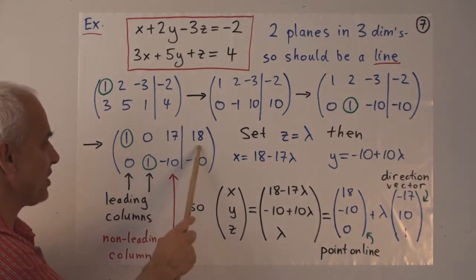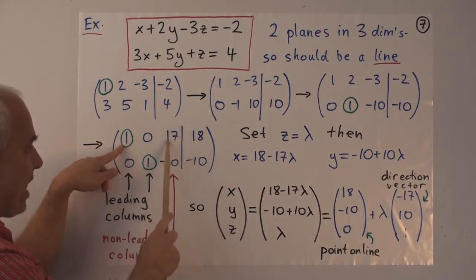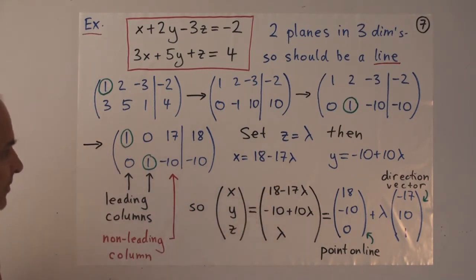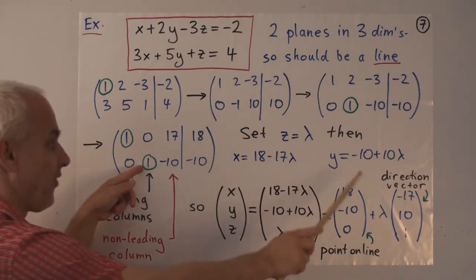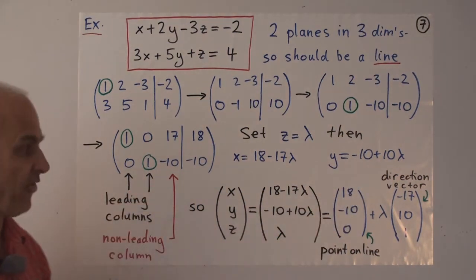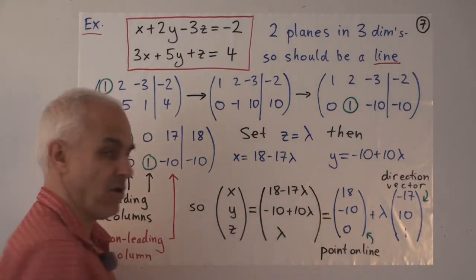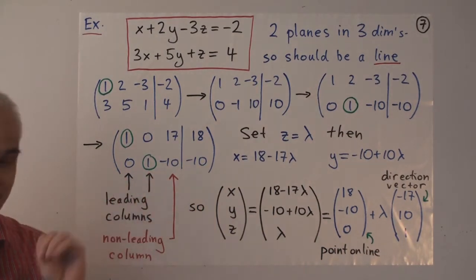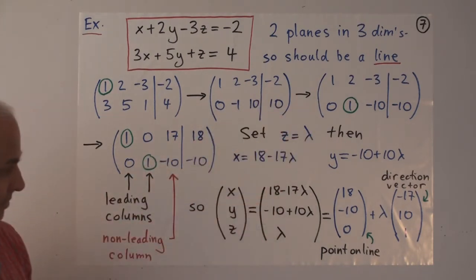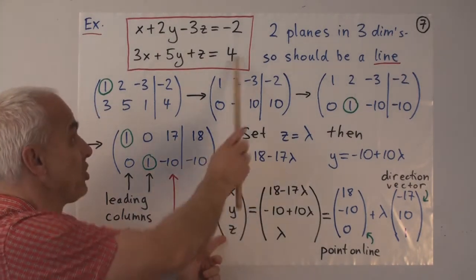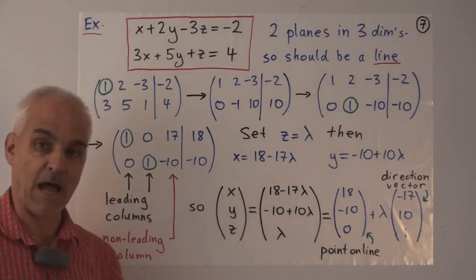And then, solving the first equation for x, x plus 17z equals 18. So x equals 18 minus 17z, or minus 17 lambda. And the second equation is y minus 10z equals minus 10. So y equals minus 10 plus 10z, or plus 10 lambda. So that's a complete solution for x, for y, for z, all in terms of this free variable lambda, which can be anything it wants. So we put it all together in a vector x, y, z, and we get a description of the common solutions to this system. Any point x, y, z which lies on here has this form for some value of lambda.